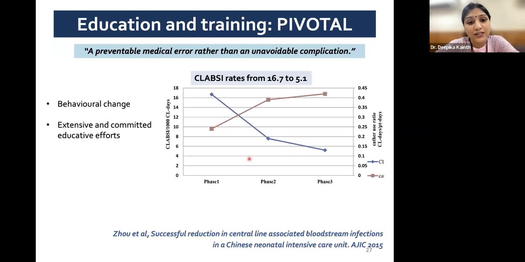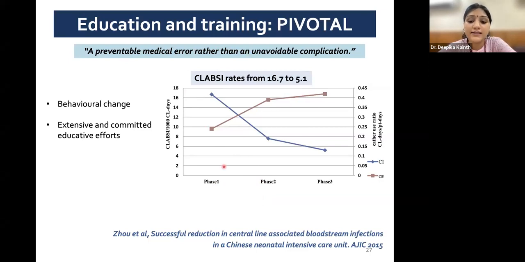There was a study which shows a beautiful reduction in CLABSI rates after extensive educational efforts and training were given to the healthcare professionals. The CLABSI rates significantly reduced from 16.7 per thousand to 5.1 per thousand central line days. This can happen in anyone's unit and it is not very difficult, but it needs to be done very diligently and sincerely. It has to be inculcated in the mindset of the healthcare workers in that unit that we have to follow these five or six evidence-based practices, and we need to have a proper SOP in place. This study concludes that it is an actual preventable medical error, and not an unavoidable complication.